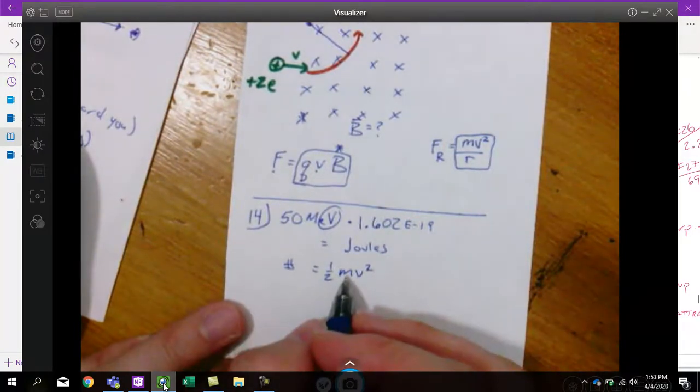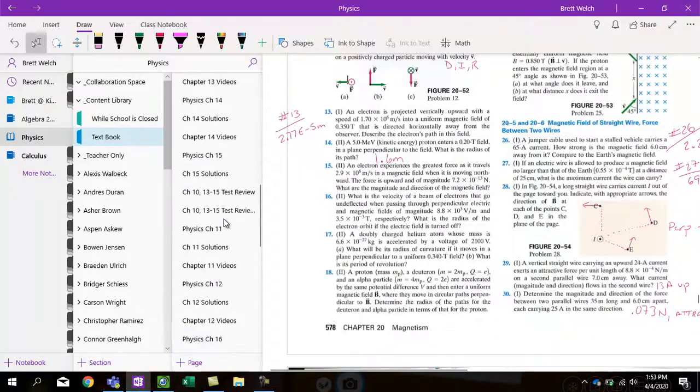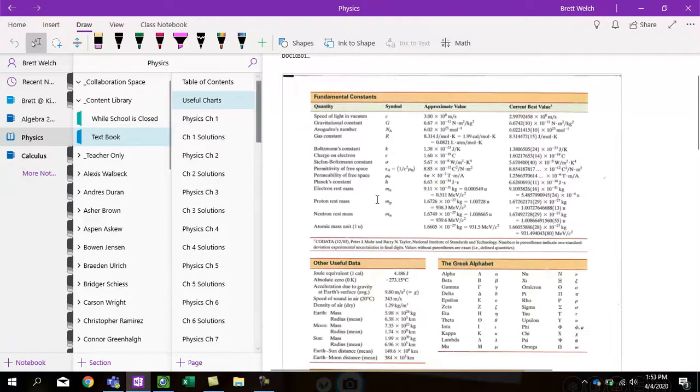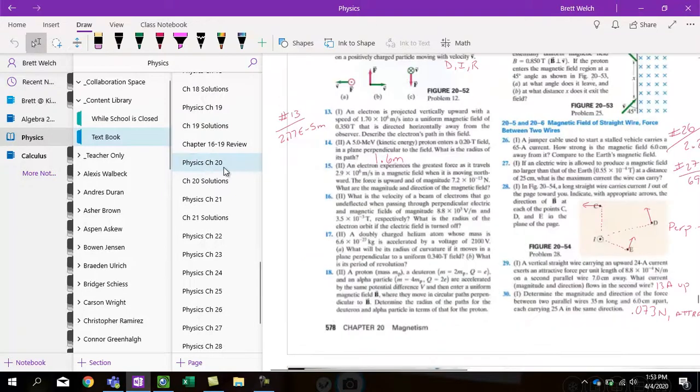Now, they told us it's a proton. The mass of a proton is given in your textbook way up here in the useful charts information. You can see it right there. 1.67 e negative 27. So I'll let you dig that out when you're using it. But coming back in here, we know that there's a charge. We know the mass. We don't have the velocity though. So this is kind of weird because we're missing a lot of information.